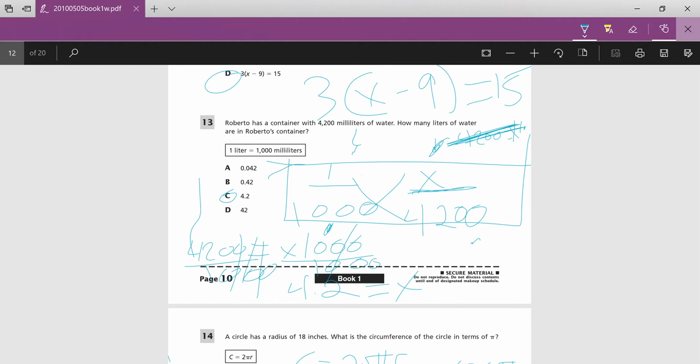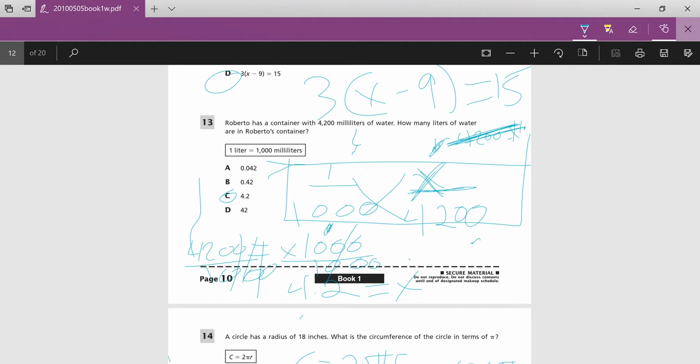So we're trying to find out how many liters there are. So what we do is simply put an x on top for our numerator to show that we do not know that number. When we cross multiply, we're going to get 4,200 equals x times 1,000. And then when we isolate x, we end up dividing by 1,000 on both sides, which gets us 4.2 for x.